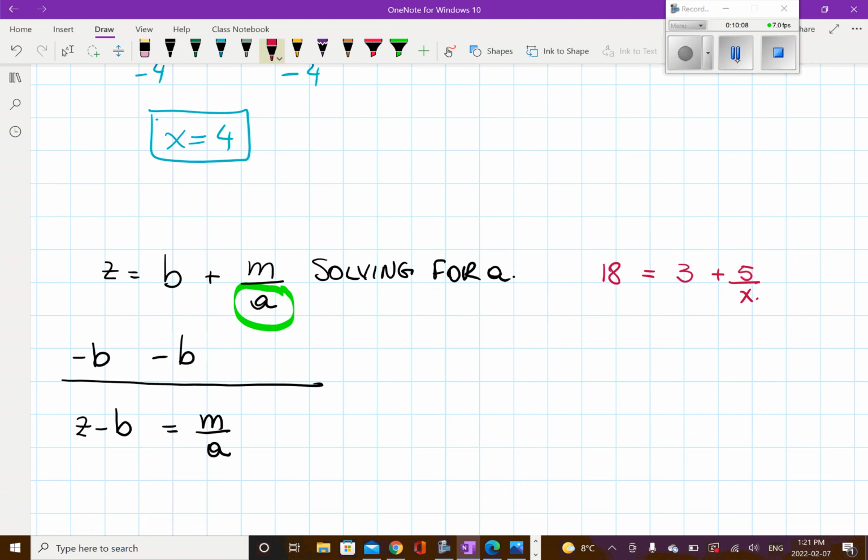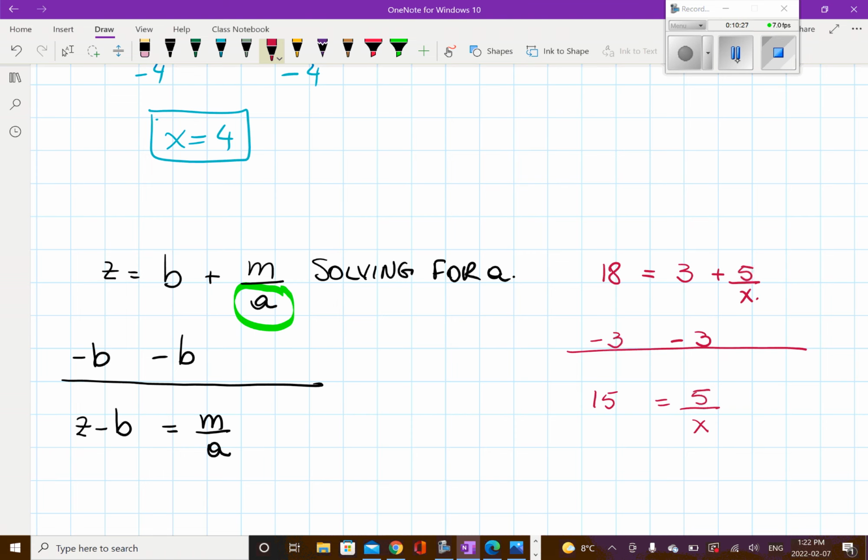And what we do in this case is we take away 3 on both sides, so 18 minus 3 will be equal to 15, equal to 5 over x.